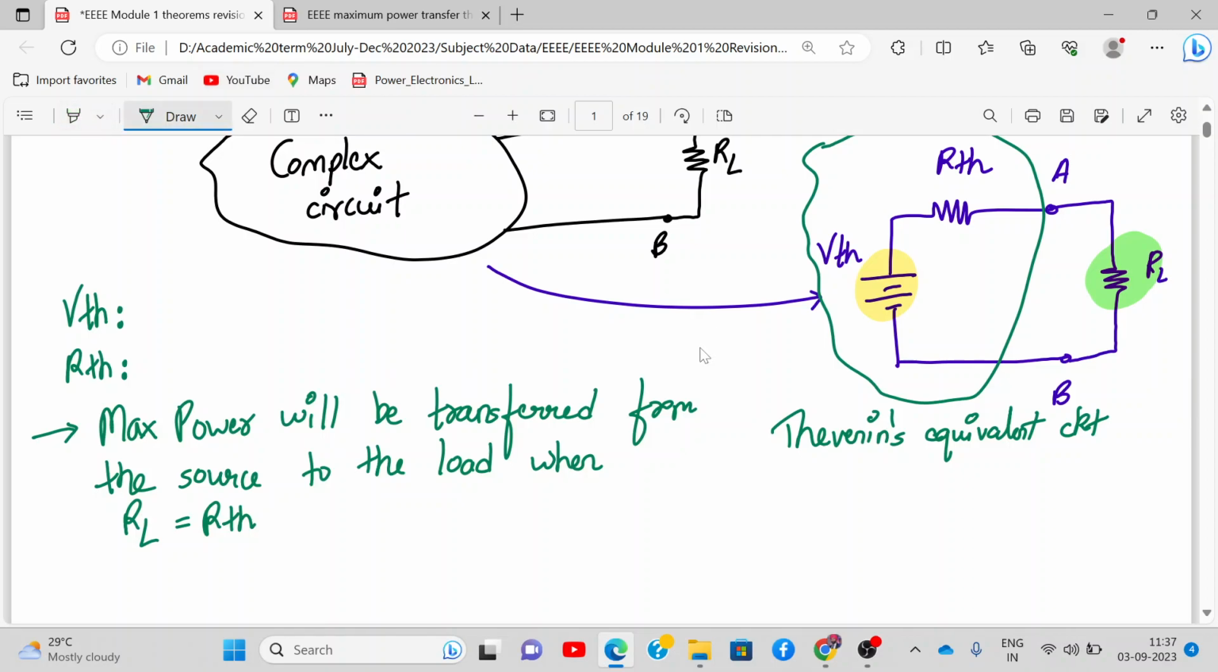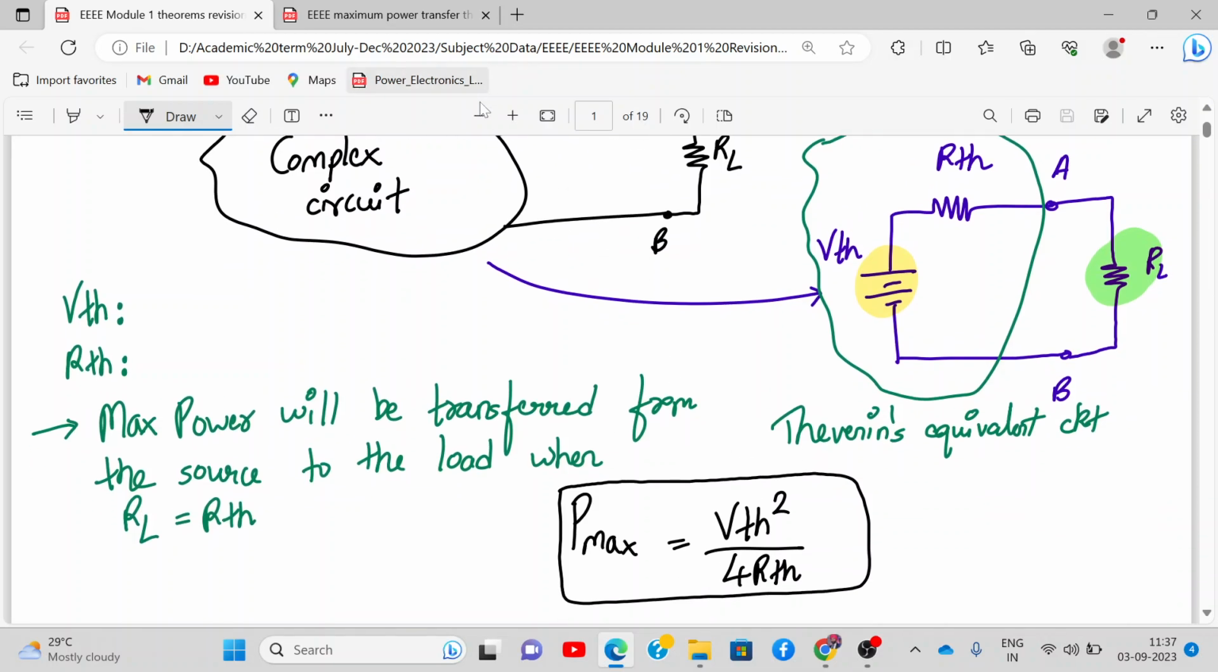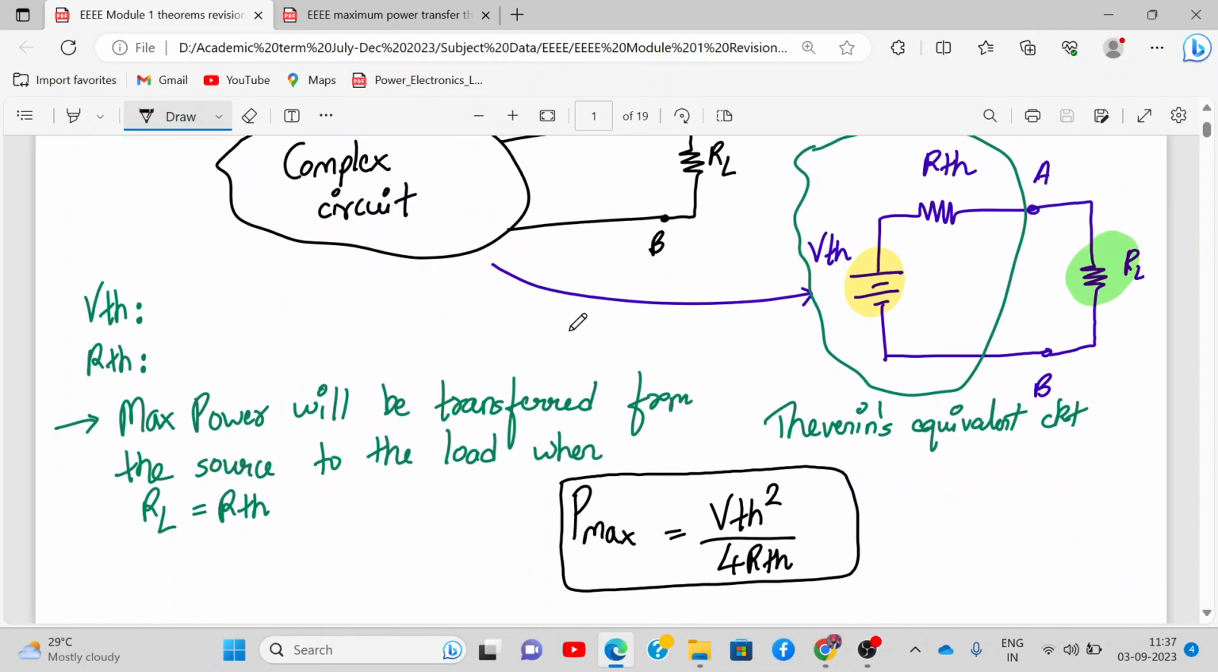equal to RTH. And what will be the maximum power? The maximum power P max will be given by VTH square upon 4 RTH. Now there is a derivation for this. We will discuss it in a second. So please write down these things. So it's an extension of Thevenin's theorem. Maximum power will be transferred from the source to the load whenever your source resistance RTH is equal to load resistance RL, and that maximum power will be VTH square upon 4 RTH.